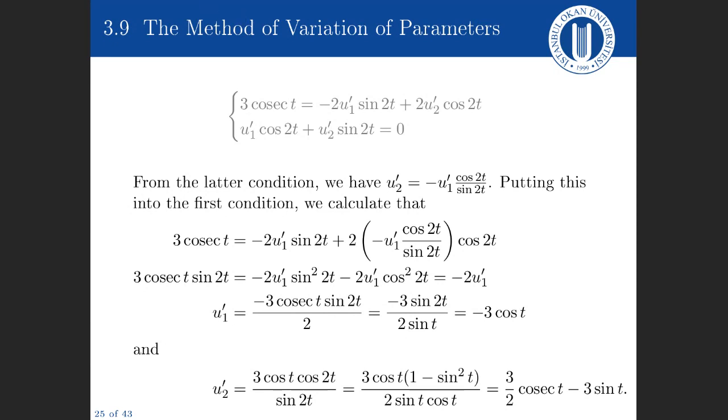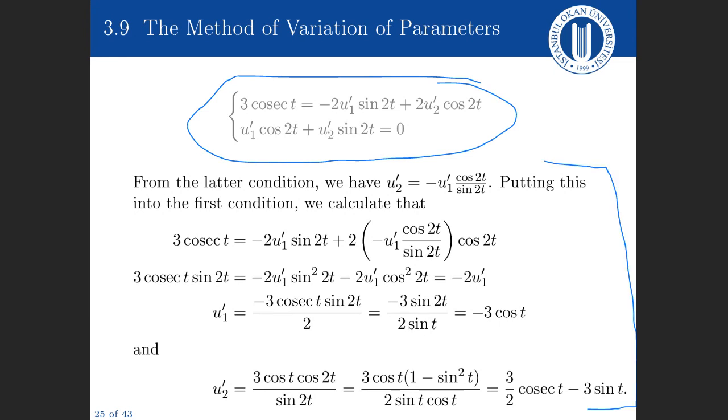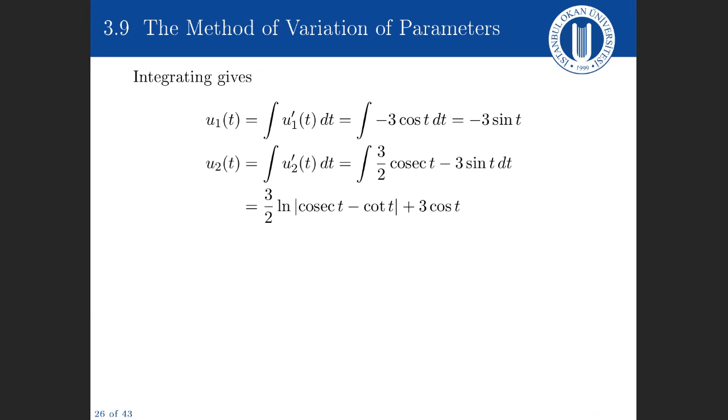Just to recap, we need to find u1 prime and u2 prime, which solves this linear system. And this is the solution. This is how we solve this linear system. As soon as we know u1 prime and u2 prime, we can integrate them to find u1 and u2.